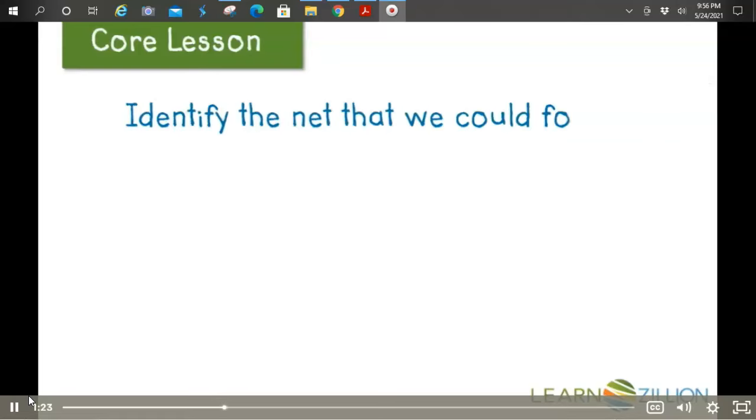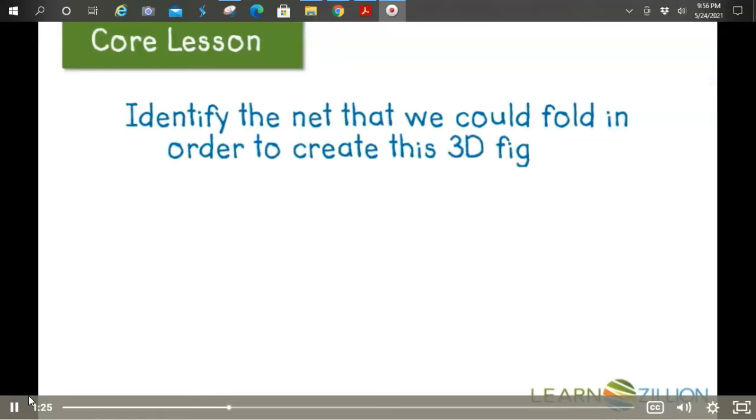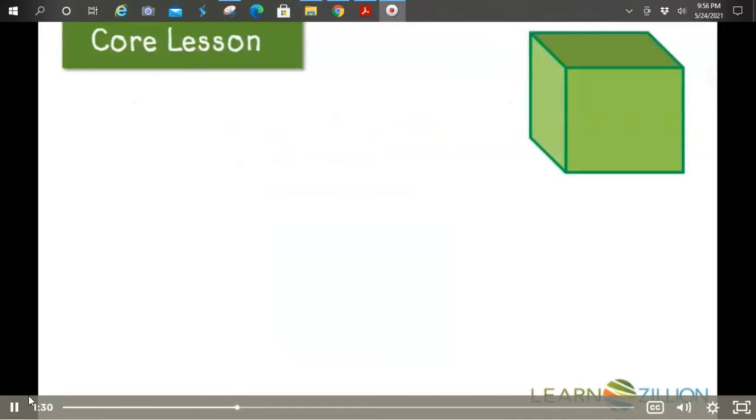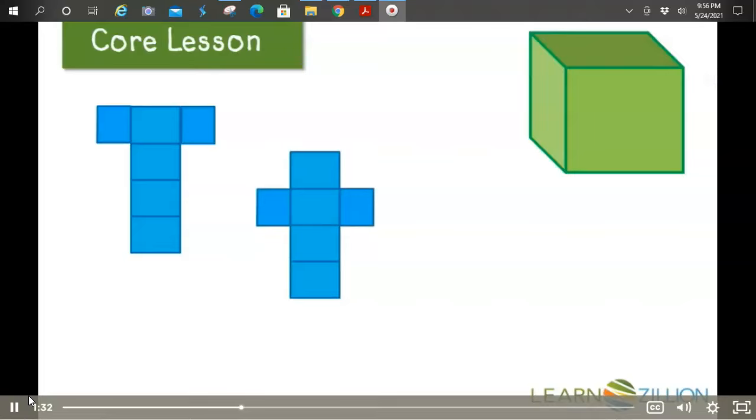How might we create a net for a prism or a 3D figure like this one? The interesting thing about nets is sometimes there is more than one option of a net that matches up with a 3D figure. So all three of these nets could be folded up to form the prism that you see on the right. If you look closely at the nets, you see that each of them has 6 faces, and the prism also has 6 faces.